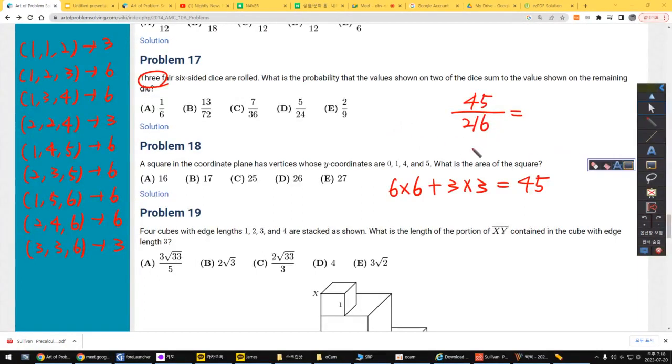15 over 72. Oh, you can simplify more. Yeah. B. Oh, wait, no. Sorry. Oh, D. Yep.